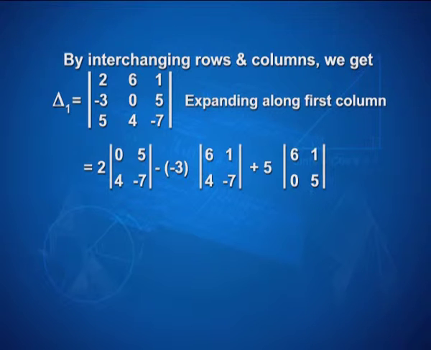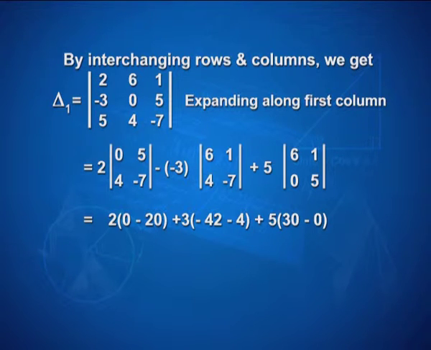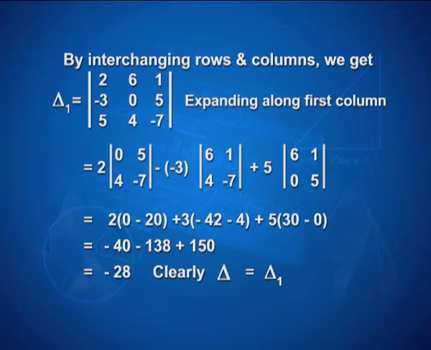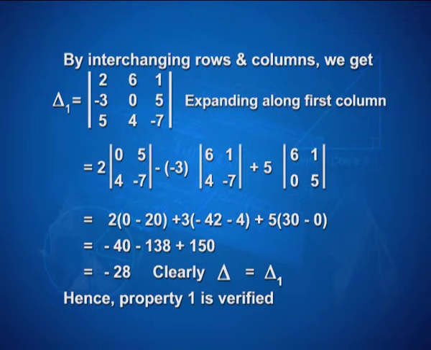On simplifying, we get 2 into 0 minus 20, plus 3 into minus 42 minus 4, plus 5 into 30 minus 0. This gives 2 into minus 20 as minus 40, minus 138 plus 150, that is minus 28. So, clearly we have seen that the previous determinant is equal to determinant 1. Hence, the first property is verified, which says on interchanging rows and columns, the value of the determinant remains unchanged.